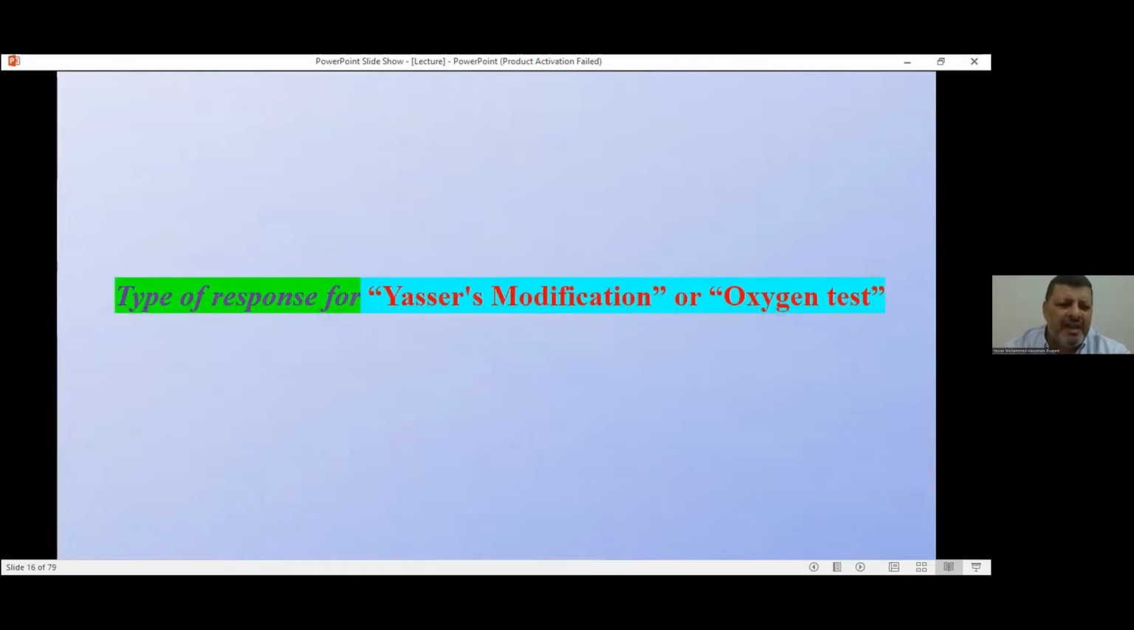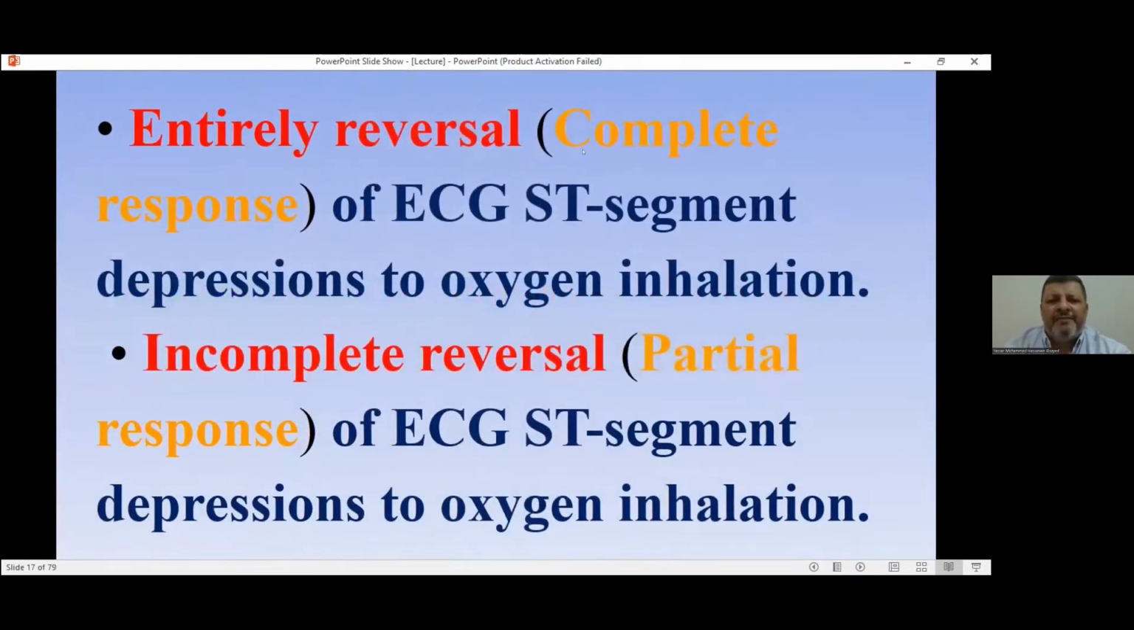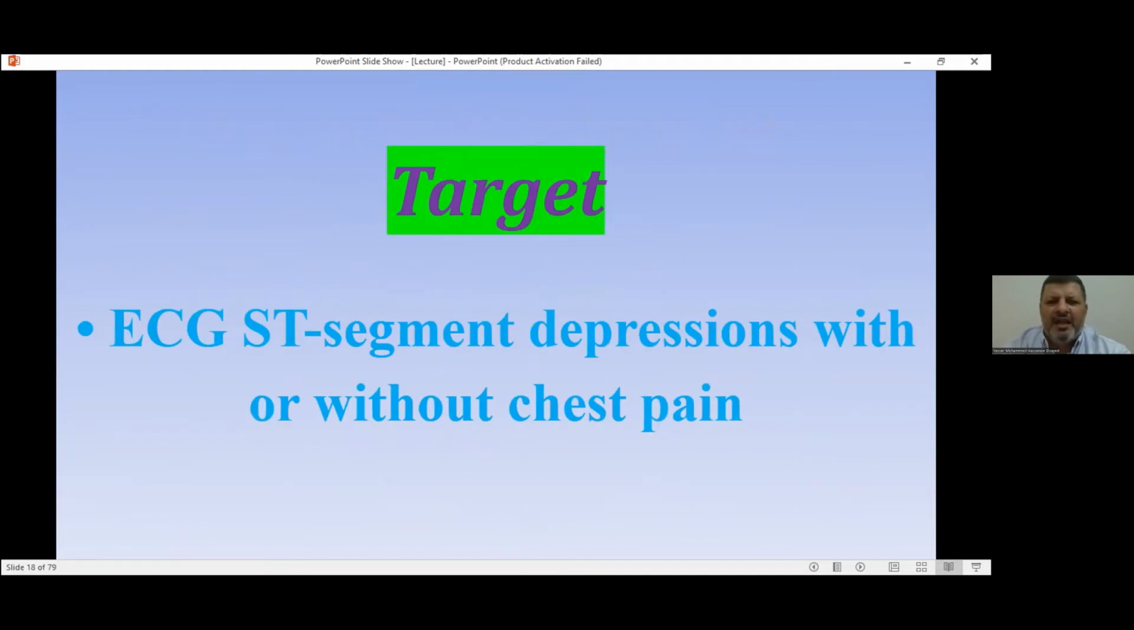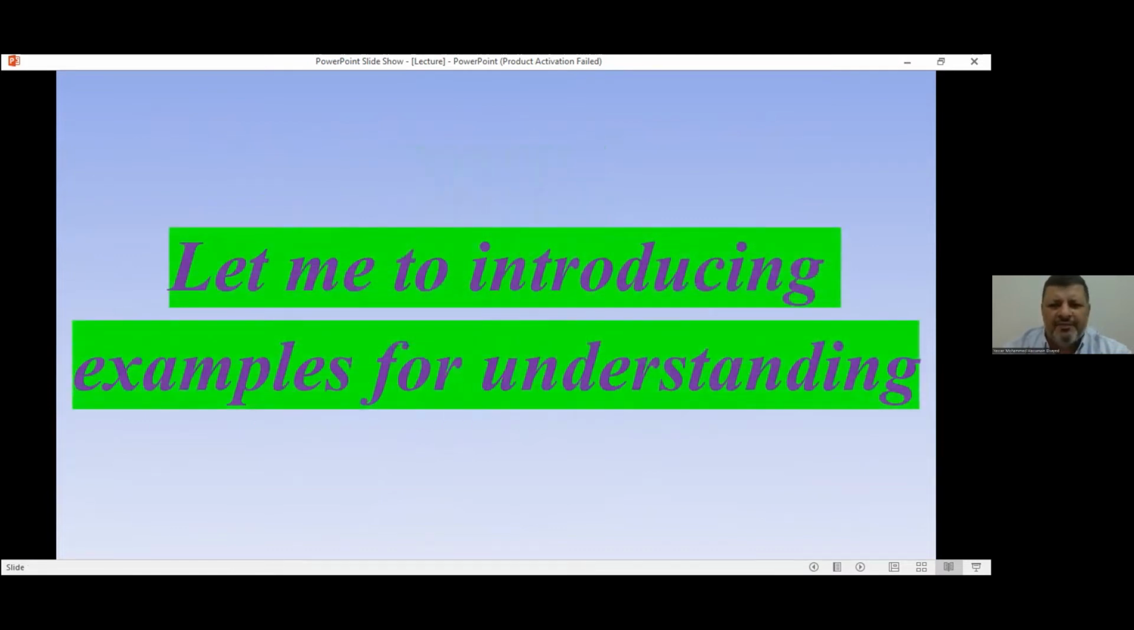Yasser's modifications. Types of response for Yasser modification or oxygen test: entirely reversible or complete reversal, complete response of ST segment depression to oxygen inhalation; incomplete reversal or partial response of ST segment depressions to oxygen inhalation. The target is ECG ST segment depression with or without chest pain. It's a very important point. Let me introduce examples for understanding this.